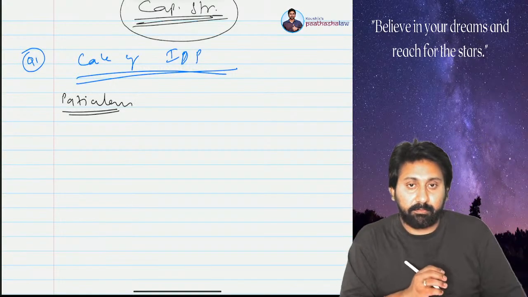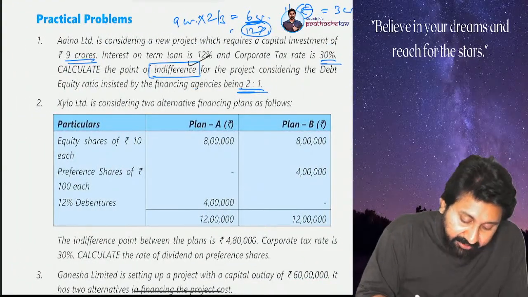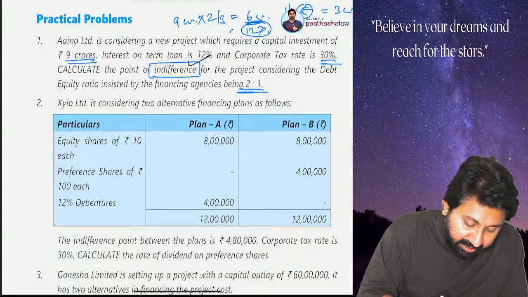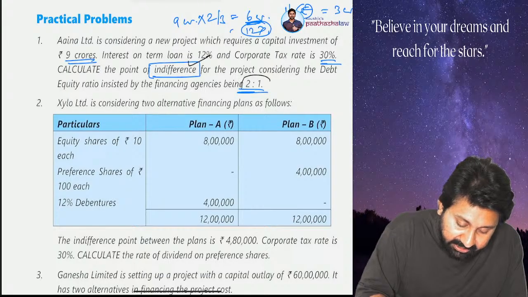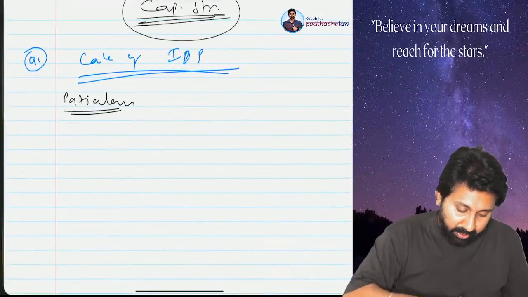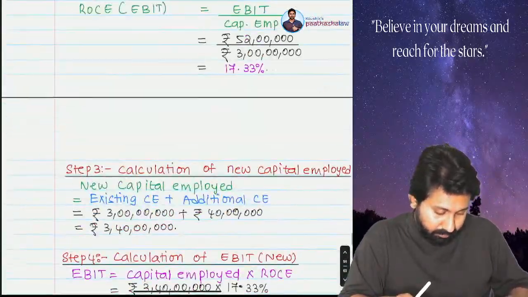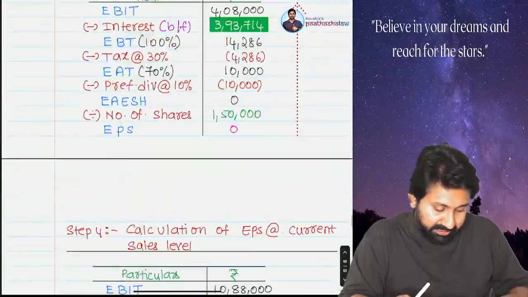So, write down: particulars. What is he asking? Point of indifference for the project, considering the debt equity ratio insisted by financial agencies, which is 2:1. First see here.